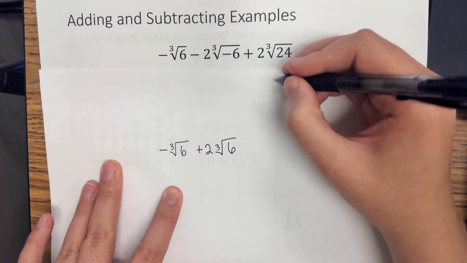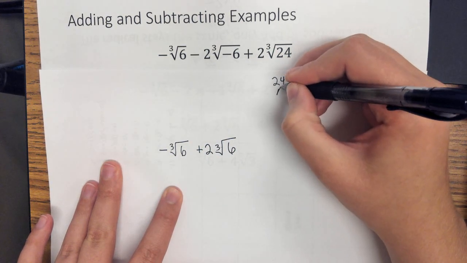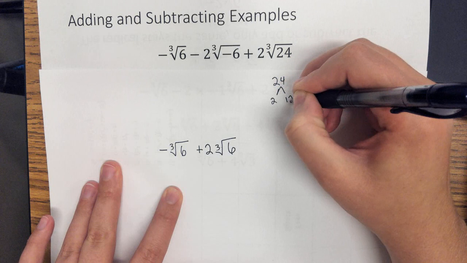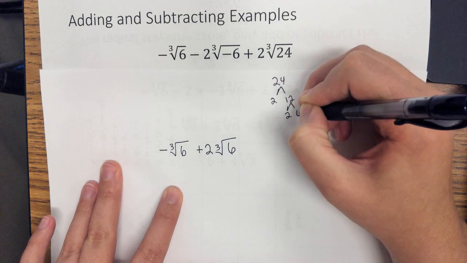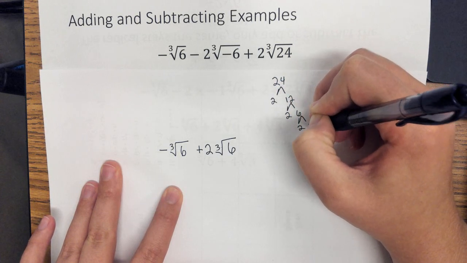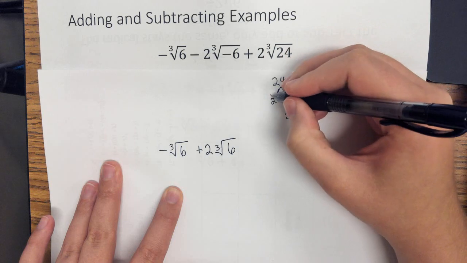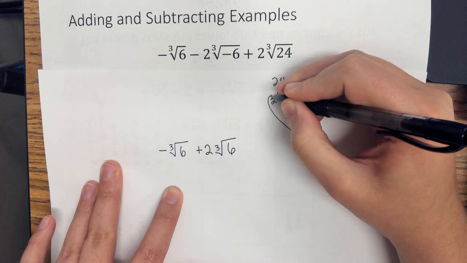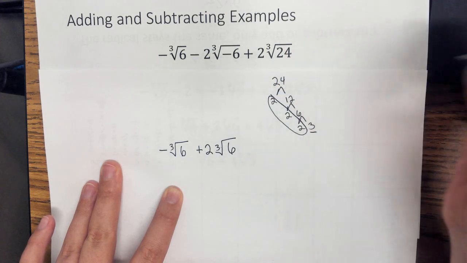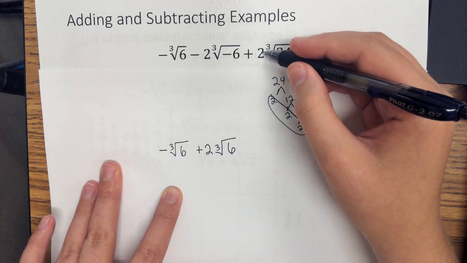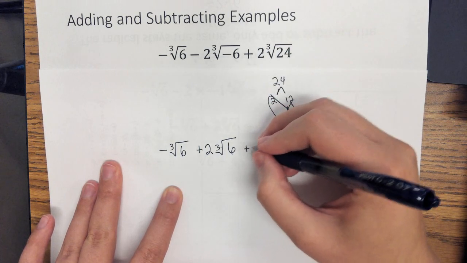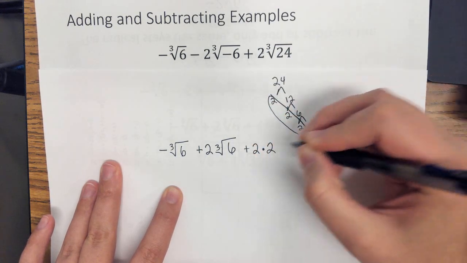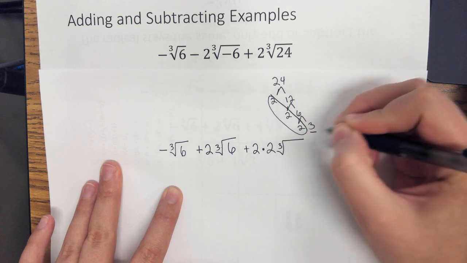Here we actually have to do a little bit of work. So do your factor tree. 24, let's say 2 times 12. 12 is 2 times 6. 6 is 2 times 3. Because this is a cube root, we're looking for groups of 3. So there's 3 2's with a 3 left over. So I have this 2 on the outside. I'm pulling out a 2. Those will get multiplied. And I have a cube root of 3.